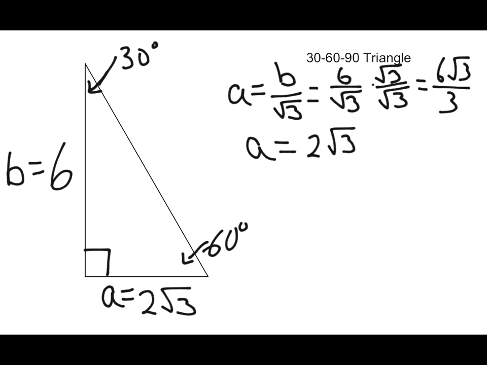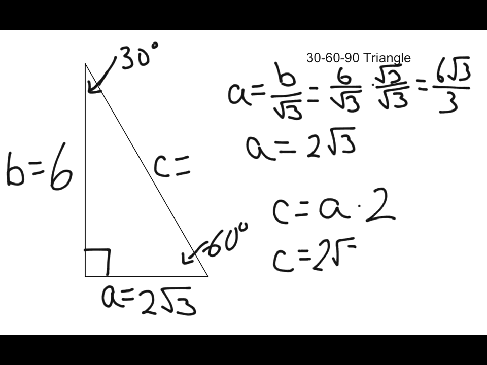Once I have my short side, I am then able to find my hypotenuse by multiplying my short side by 2. In this case, my short side is 2 square root of 3. If I multiply that by 2, I will get 4 square root of 3.